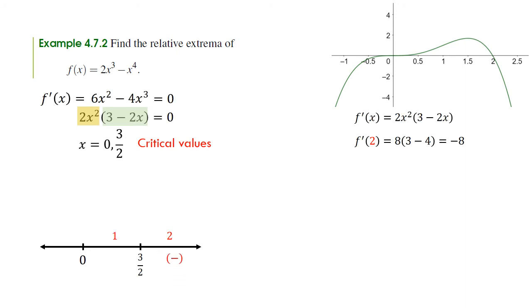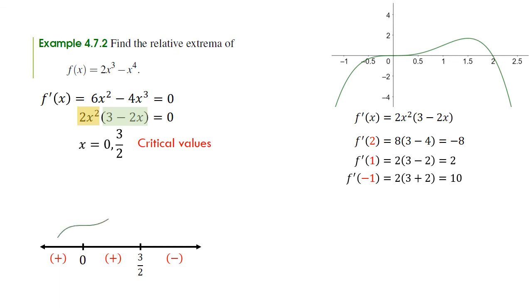Next pick 1 from the interval between 0 and 3/2. We have f prime of 1 is positive 2, so the slope on this interval is positive. And next pick negative 1 from the interval x is less than 0. So f prime of negative 1 is positive 10, so the slope on this interval is positive. We see that at x equals 0, the slope on the left and on the right are positive, which means that the function is increasing on the left of 0 and increasing again on the right.